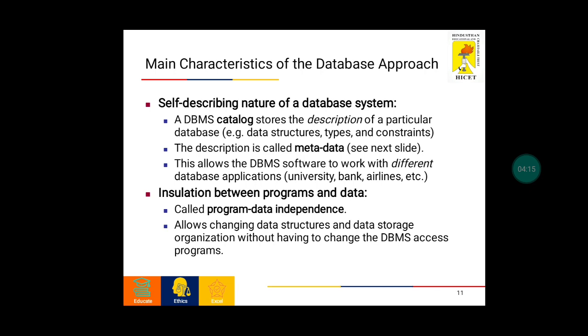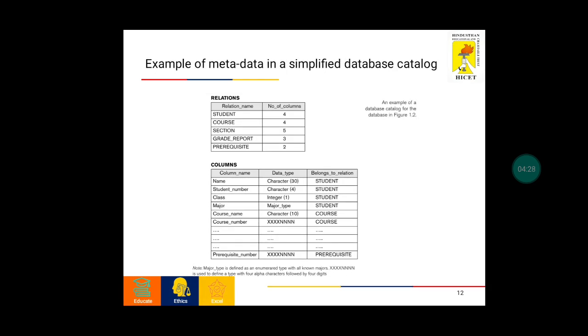Next characteristic, insulation between programs and data. It is also called program-data independence. That is, it allows changing data structures and data storage organization without having to change the DBMS access programs. And this is an example of metadata in a simplified database catalog. That is, first one, relations. The relation names, and then the number of columns in each relation. Next one shows the columns and the column name, data type, and which relation it belongs to.